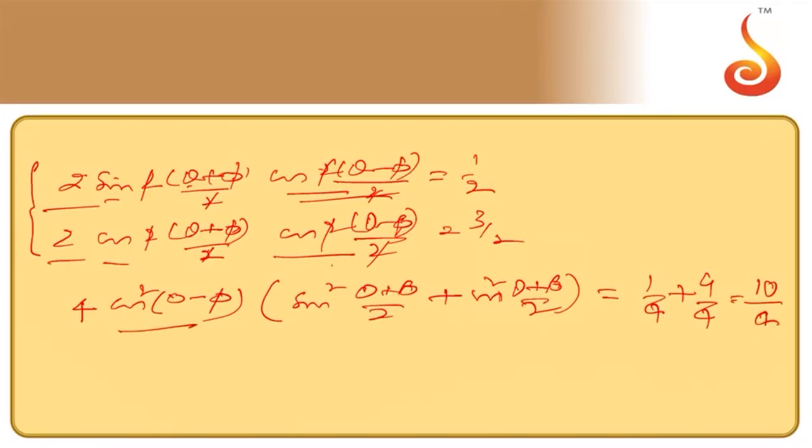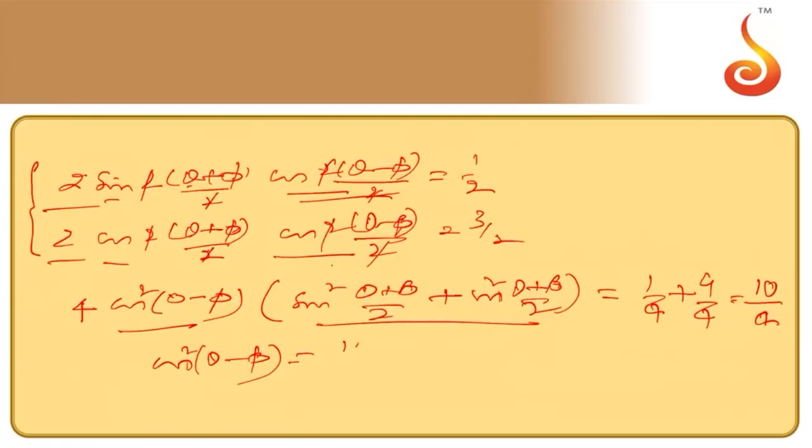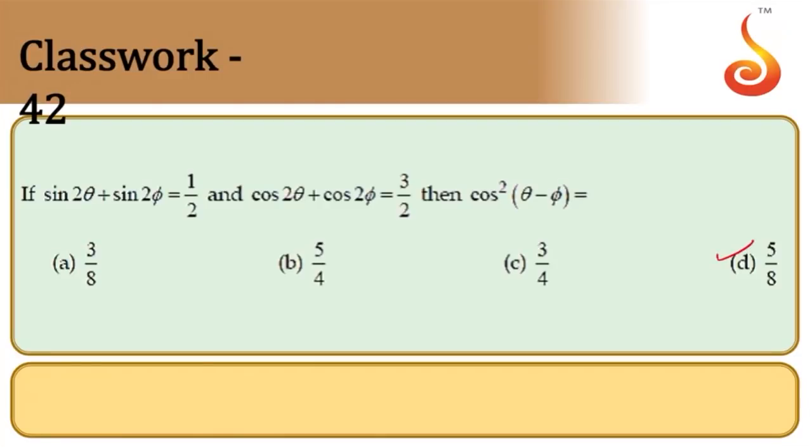Simplifying this one, this is 1, therefore cos square of theta minus phi by 2 happens to be equal to 10 divided by 16. So you get this value equal to 10 divided by 16, and that is 5 by 8. So 5 by 8 is the required answer. D.